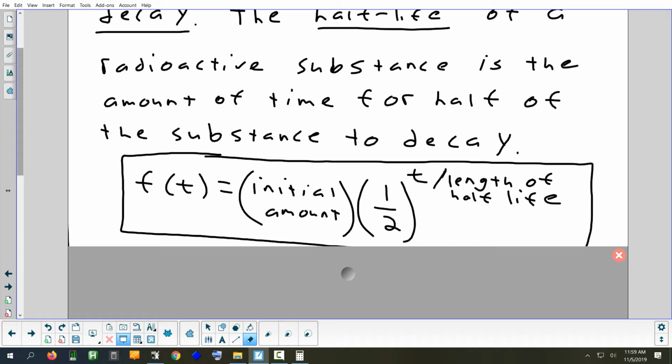So the formula for decay is initial amount times, and it's half-life. So we do 1/2 to the t divided by the length of the half-life. If the half-life is every 1 unit, you don't need the denominator. If it's not, then you need it.